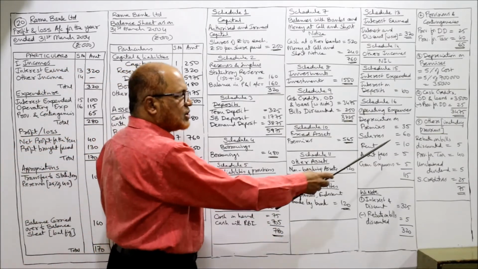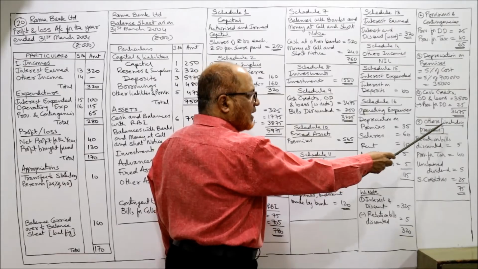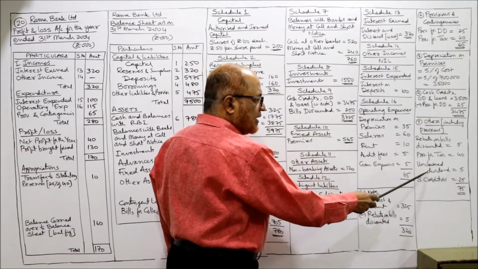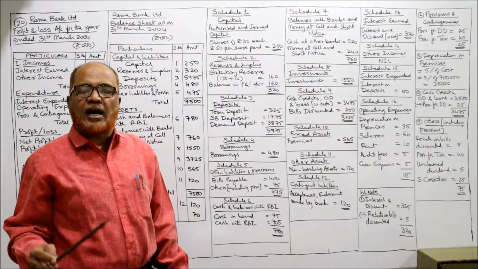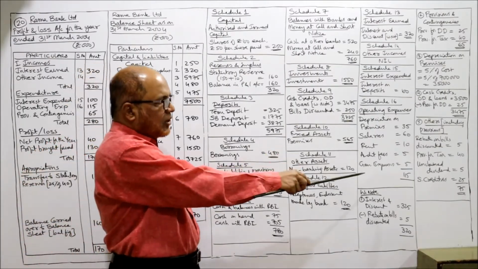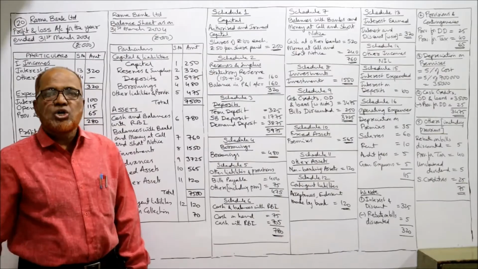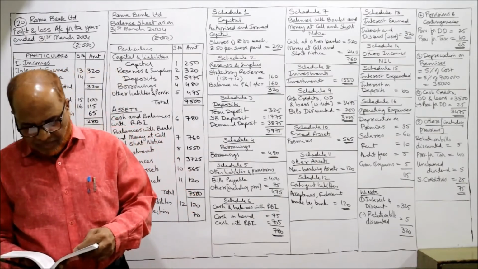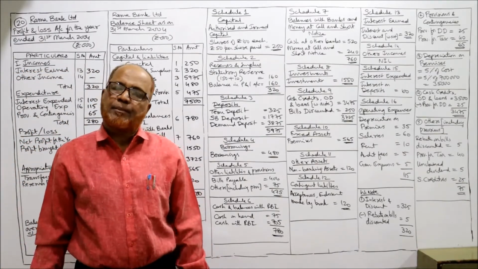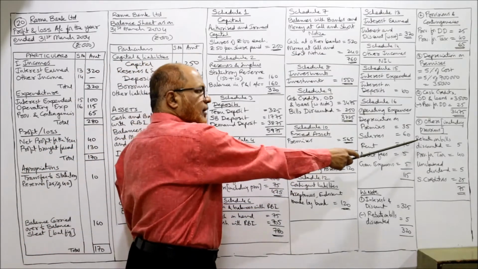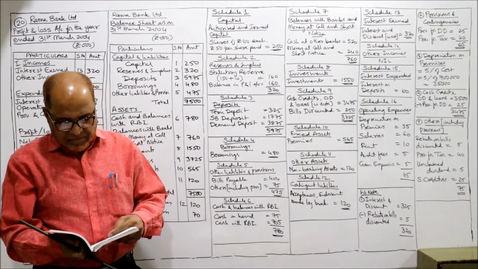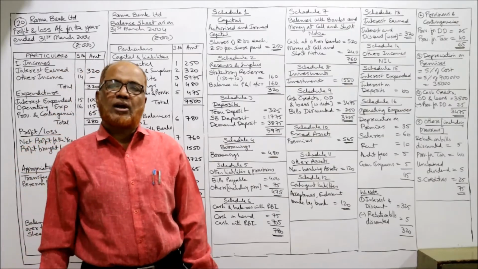So in the working note, see here, working note number 5, others including provisions, unclaimed dividend 5. So we'll take the total of all the items under others including provisions in the working note, and that total we will write on the schedule. Then after unclaimed dividend, sundry creditors, same. Unclaimed dividend and sundry creditors will come under others including provisions.